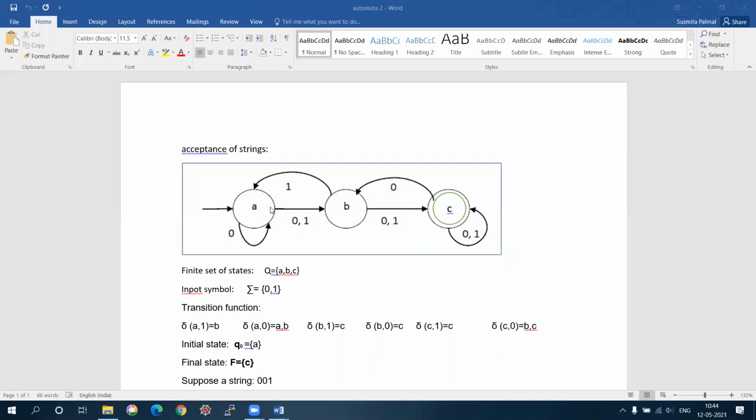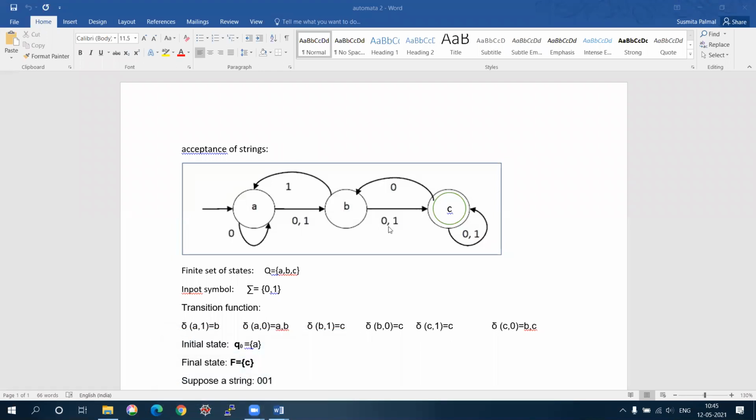Ma'am, your voice is not clear. Hello, hello. नहीं, किसी को सुनाई नहीं दे रहा है? अभी सुनाई दे रहा है? Yes, ma'am. Okay, okay. It depends on network speed.